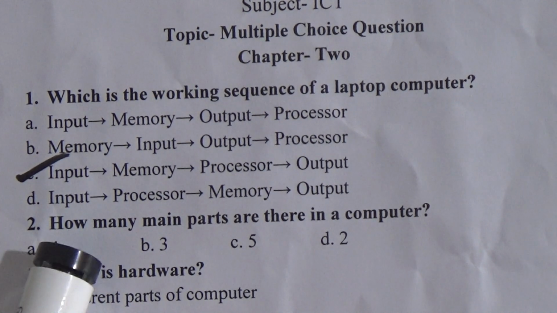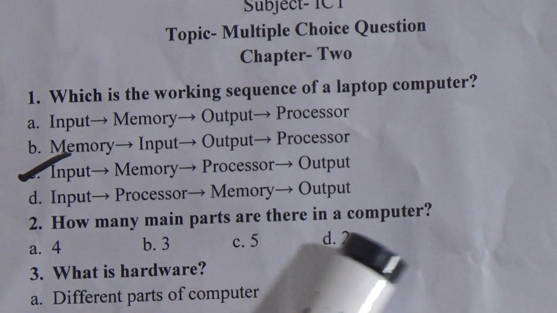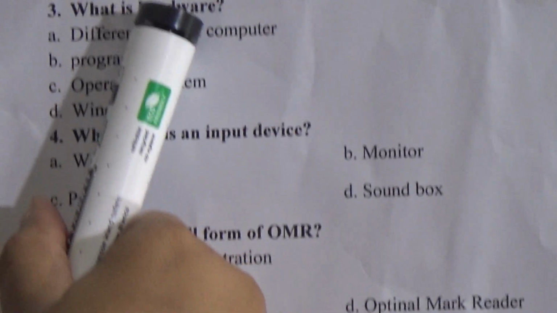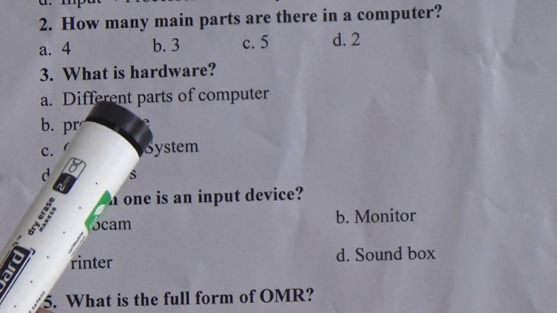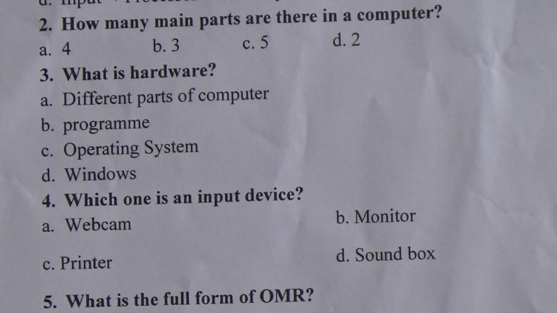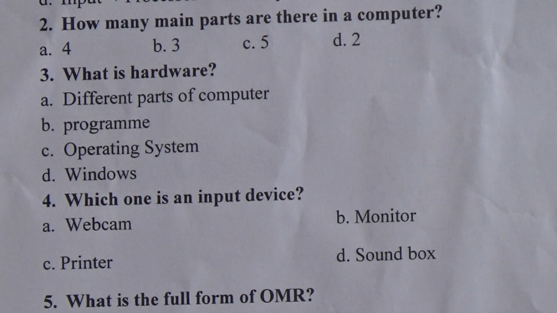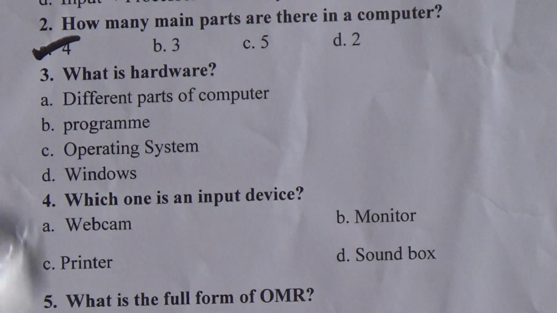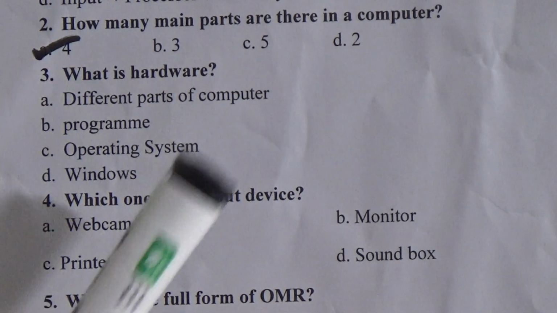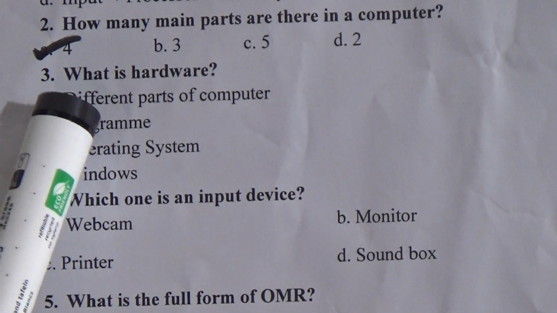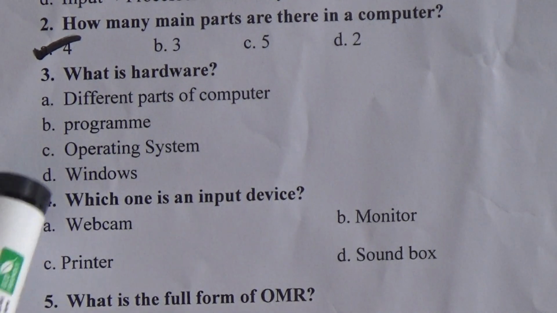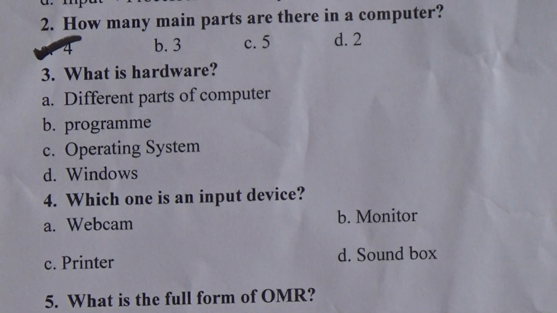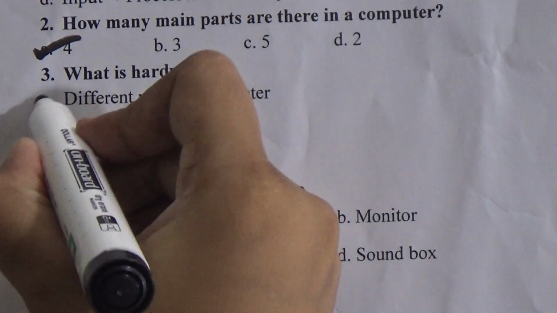Number 2, how many main parts are there in a computer? A 4, B 3, C 5 and D 2. Student, we know that there are 4 main parts in a computer and they are input, memory, processor and output. So it will be correct answer, number A. Number 3, what is hardware? A different parts of computer. B program, C operating system, D Windows. Student, we know hardware, that means different parts of a computer.